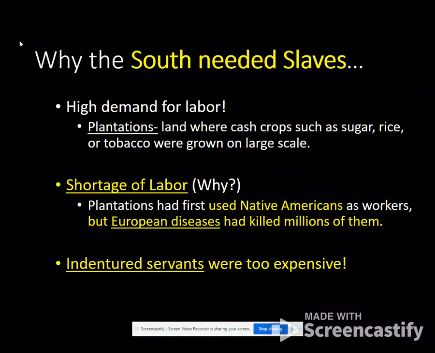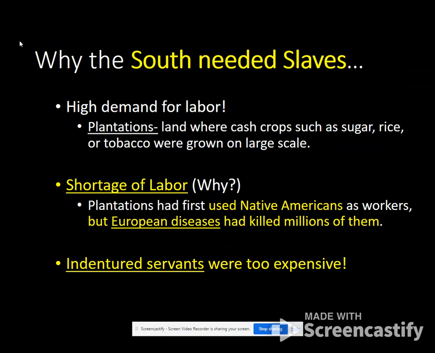So why did the South need slaves? Talking about the 13 colonies that we've already talked about, why did the South need slaves? That's because of plantations. Plantations are where cash crops such as sugar, rice, or tobacco are grown on a large scale. A cash crop is anything that you can grow to sell and make money, not for personal consumption.